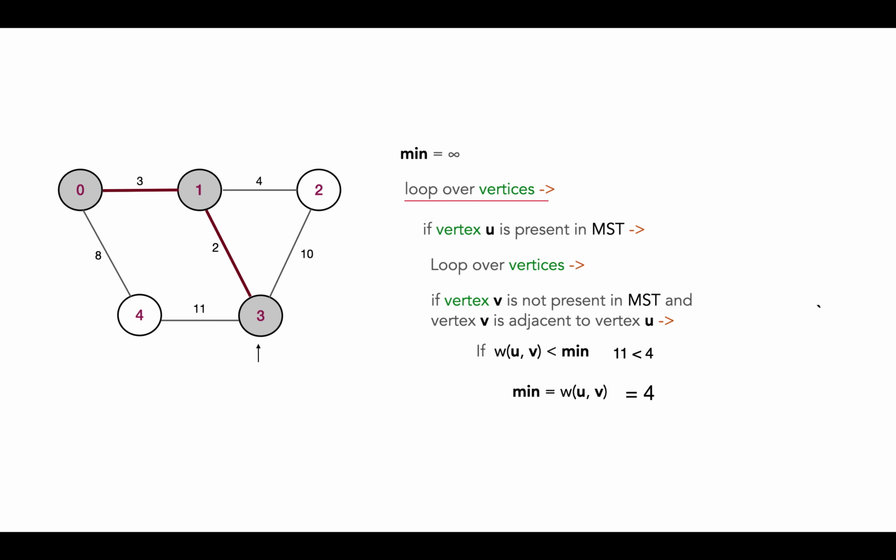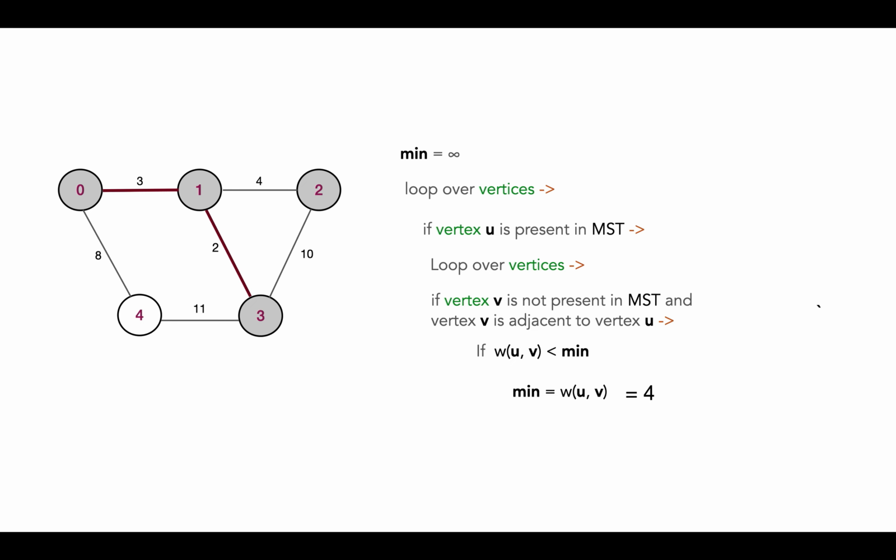Now the last vertex. So it checks for 4 if it is present in MST. It's not there in MST, so it's not going to go forward. That's why after the end of this outer for loop, the value that we're having in the min variable is 4, which belongs to this edge 1, 2. That's why we're going to include 2 in the minimum spanning tree. But the MST is still not complete. We are having this vertex 4 to be included in MST.